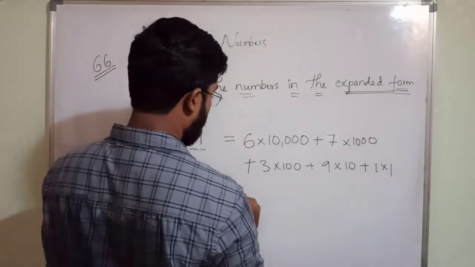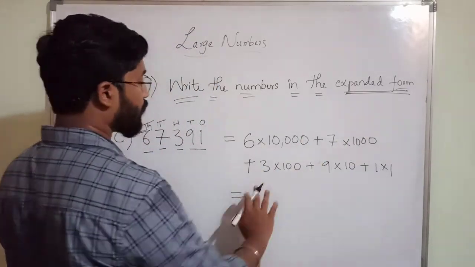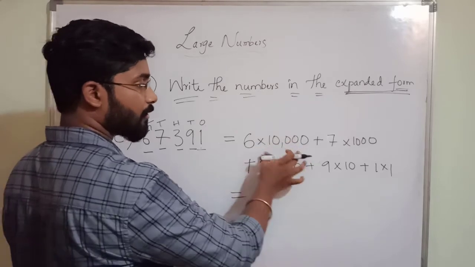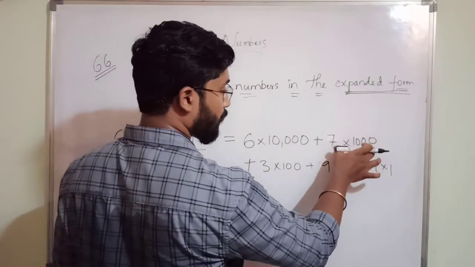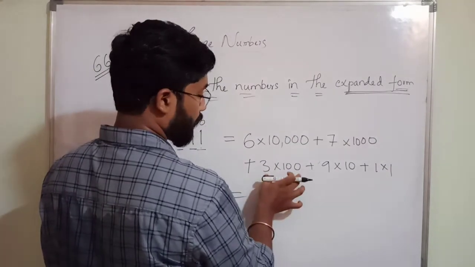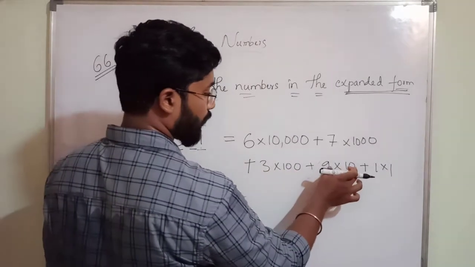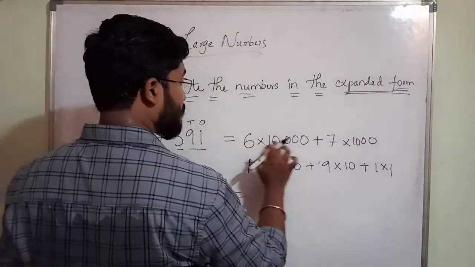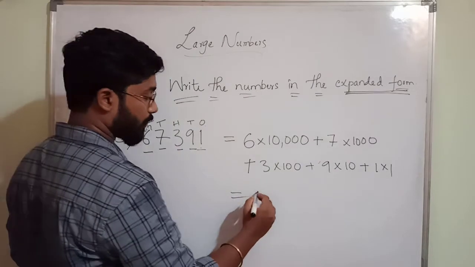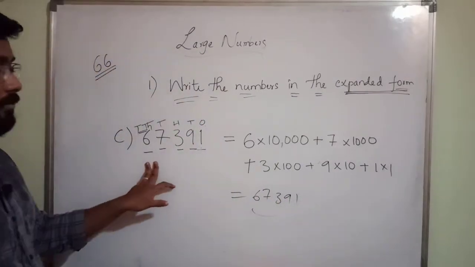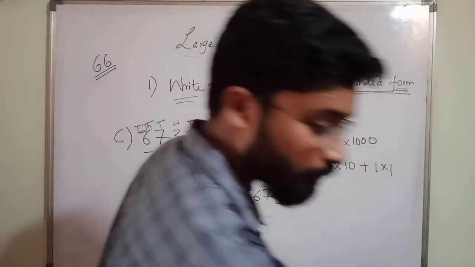So if you are adding this totally: 6 into 10,000 is 60,000, 7 into 1000 is 7,000, 3 into 100 is 300, 9 into 10 is 90, 1 into 1 is 1. You will get 67,391. If you add this, you will get this one. Clear?